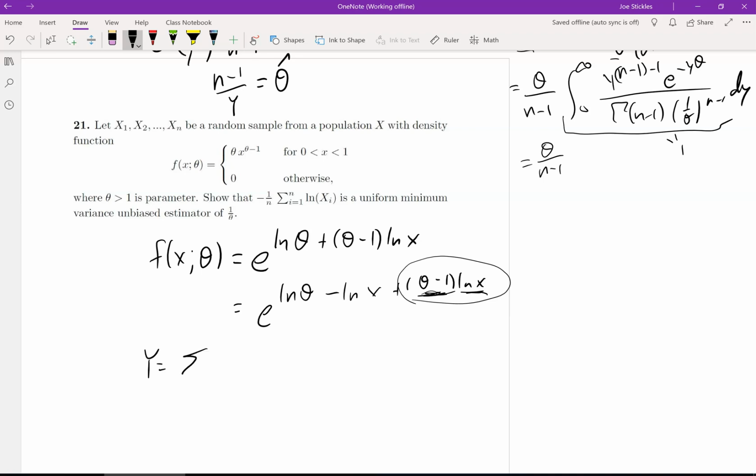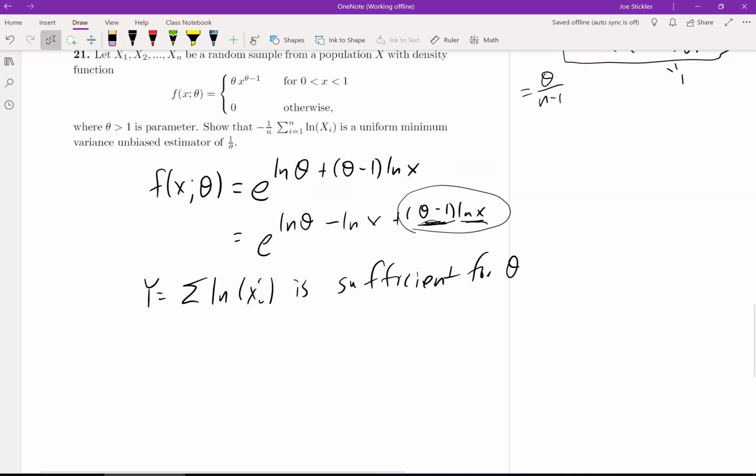So we get that y equals the sum of the log of the x sub i's is sufficient for, I might as well make it sufficient for theta or 1 over theta, either or. Because if I have sufficient information for theta, I have sufficient information for 1 over theta. I can do the reciprocal and get an estimate. All right, so let's see if we can do the expected value of y again.